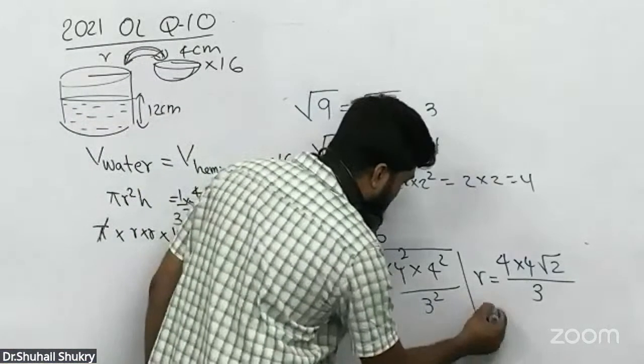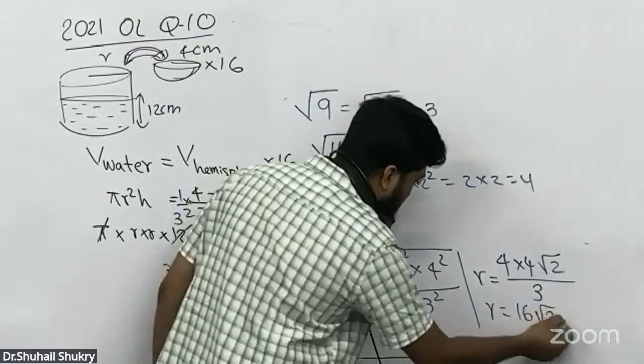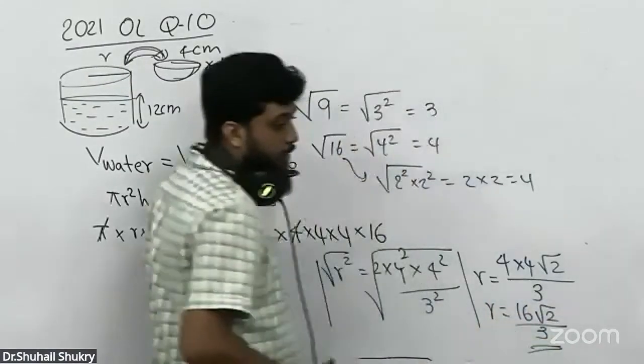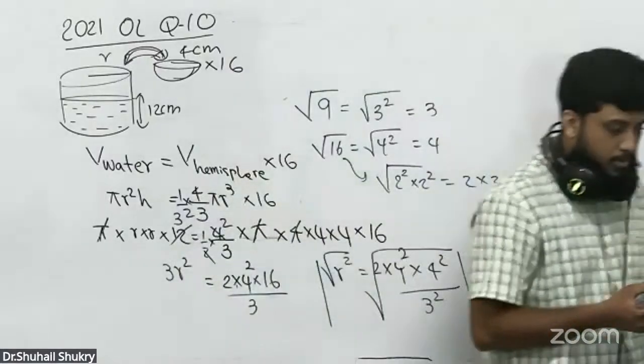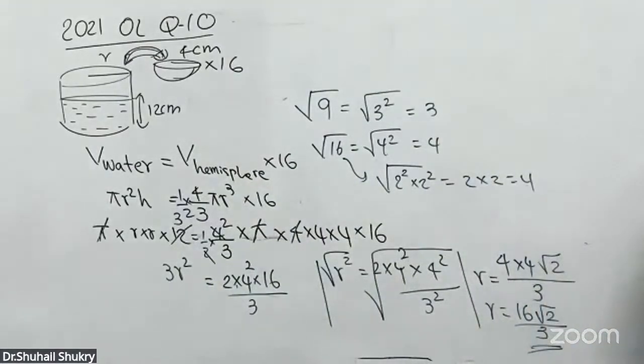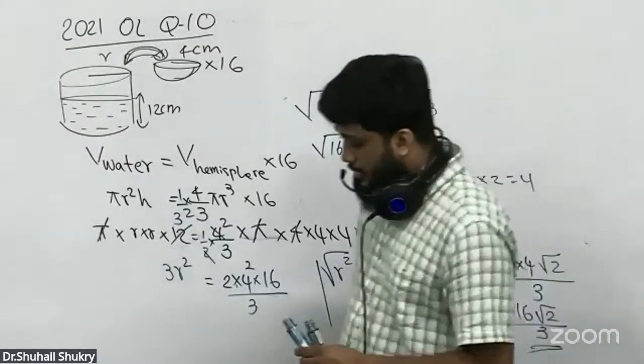Here r will be equal. 4 into 4 is how much? 16 square root 2 divided by 3. We get the answer here. Right. Can you understand, son?